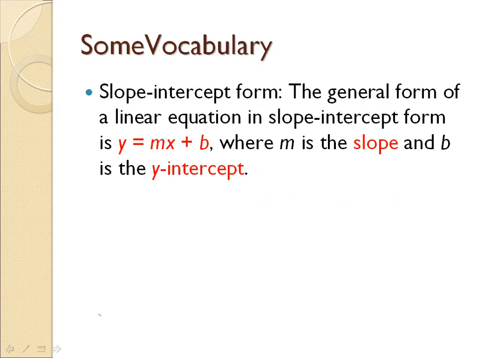So first of all, some vocab, slope-intercept form. The general form of a linear equation in slope-intercept form is y equals mx plus b, where m is the slope and b is the y-intercept.